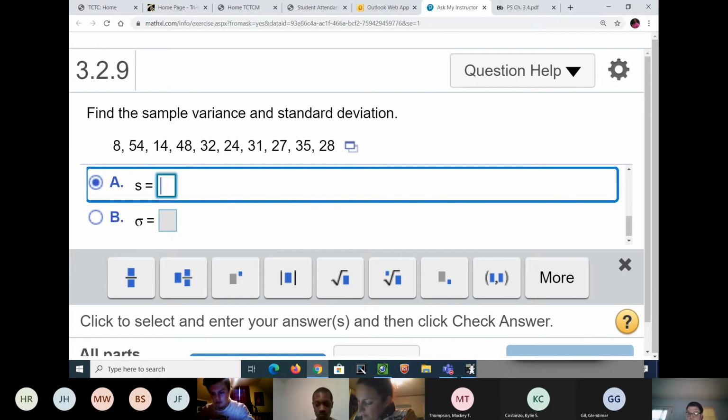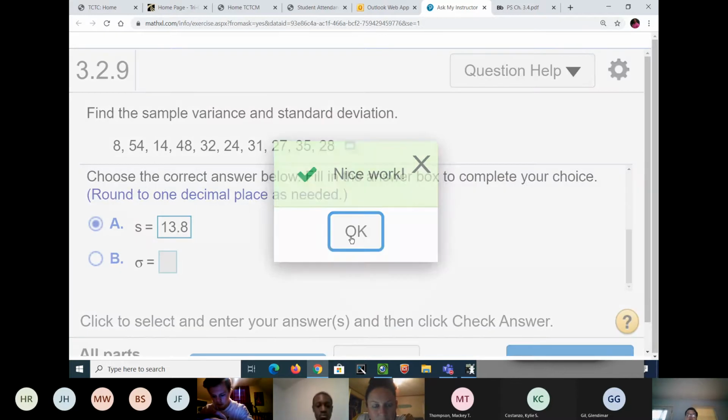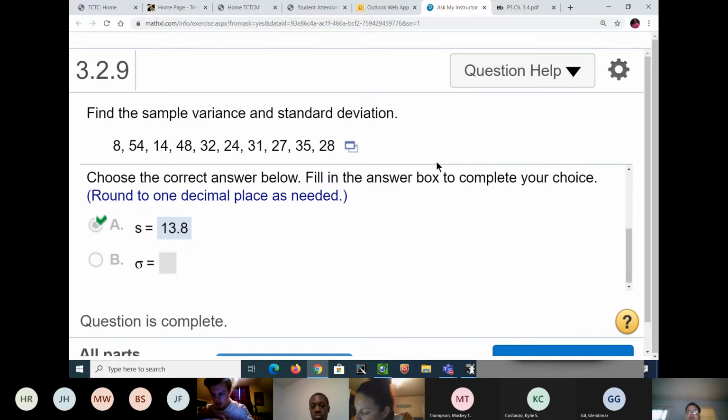And then 13.8. That's it. So there are 2 questions right there that are going to be on the test, the first one we did and the second one. All right, let's go to the next homework question.